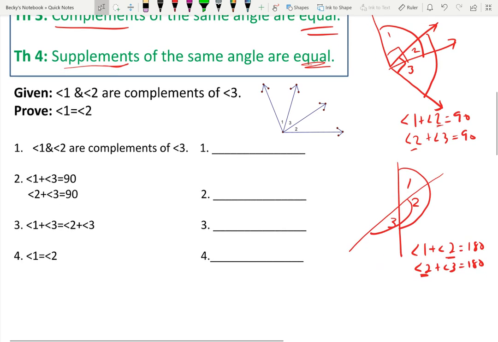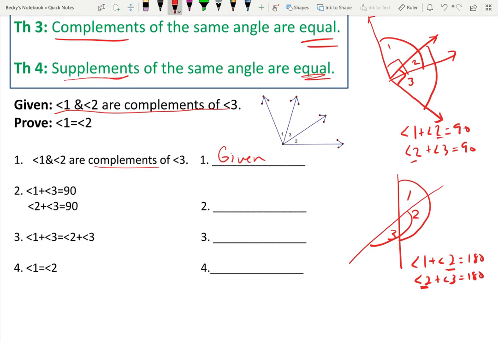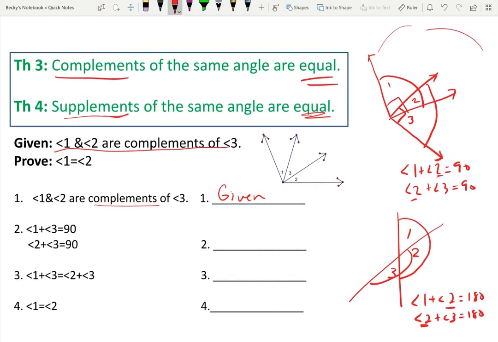Okay, we have one theorem to do, and we are finished with this lesson. Angle 1 and 2 are complements of angle 3. How do I know this? Well, they tell you in the beginning, so it's given. Now, because of this, and I know that they're complements, I know that angle 1 and 3 are 90, and angle 2 and 3 are 90. So it's the same situation that I was describing up here.